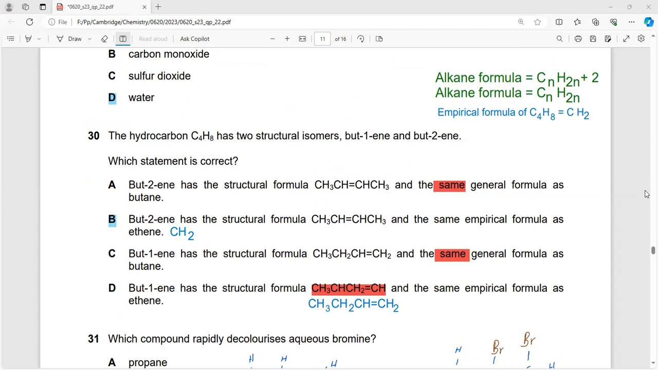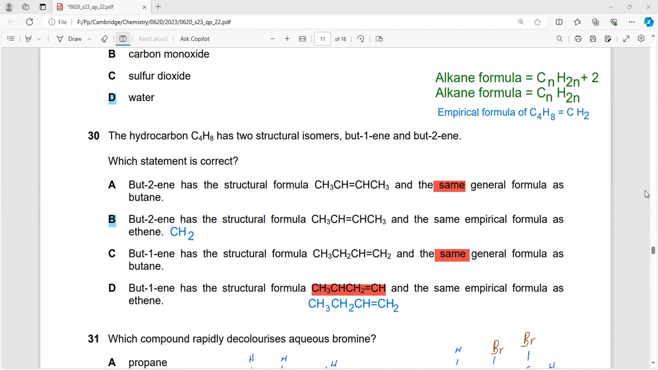Question number 30: the hydrocarbon C4H8 has two structural isomers, but-1-ene and but-2-ene. Which statement is correct about that? Before going there, the alkane formula is CnH2n+2. That's the homologous series formula for alkanes. The alkene formula is CnH2n. The empirical formula is the simple whole number ratio of the atoms present in a molecule. For example, the molecular formula is C4H8, while the simple whole number ratio becomes C1 and H2, CH2. That's the empirical formula.